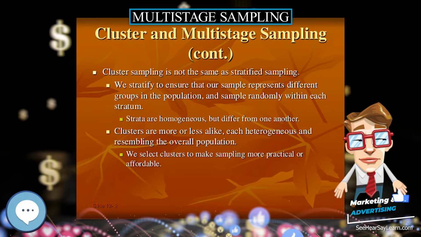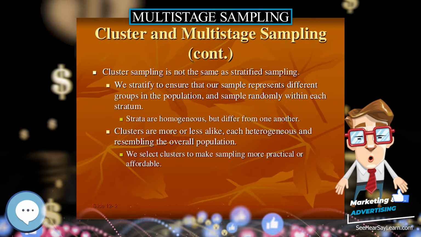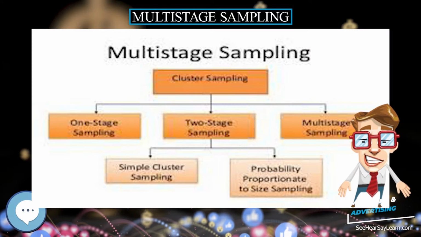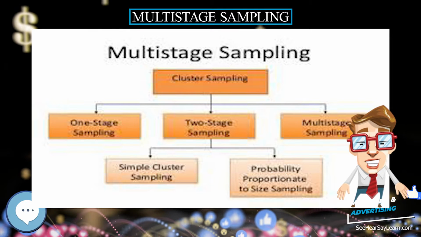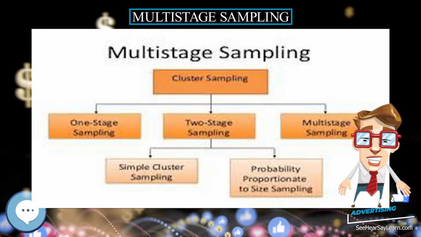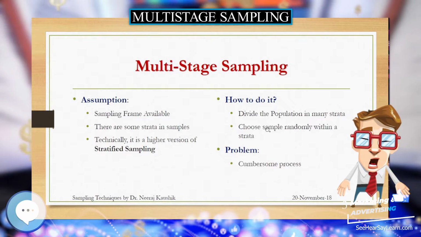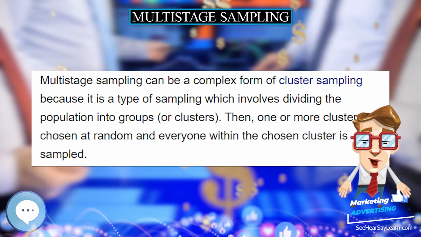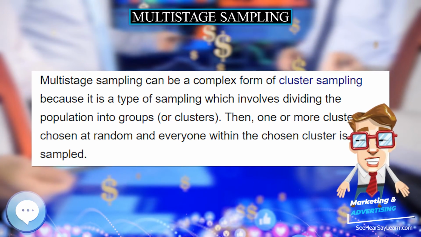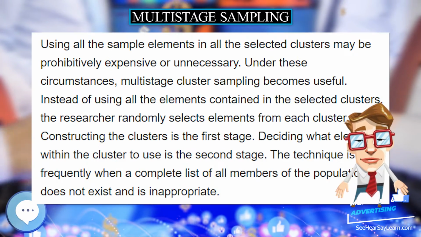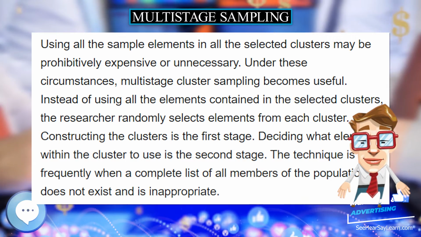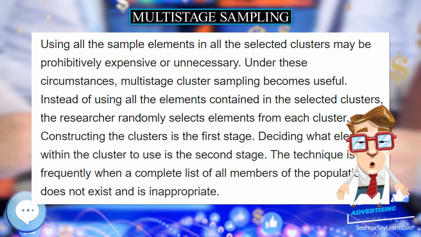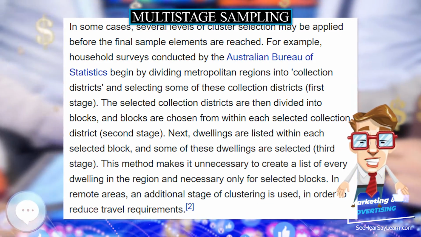Using all the sample elements in all the selected clusters may be prohibitively expensive or unnecessary. Under these circumstances, multistage cluster sampling becomes useful. Instead of using all the elements contained in the selected clusters, the researcher randomly selects elements from each cluster. Constructing the clusters is the first stage. Deciding what elements within the cluster to use is the second stage.